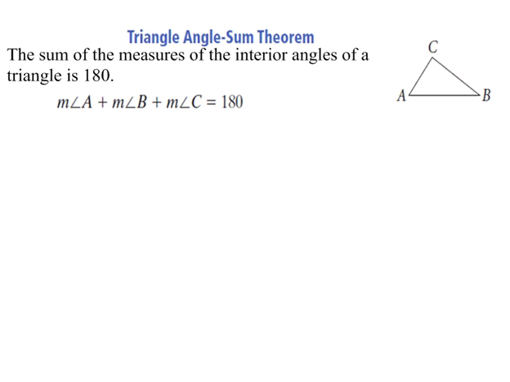Okay, so here is the triangle angle sum theorem. It says that the sum of the measures of the interior angles of a triangle is 180 degrees. So here we have a triangle with vertices A, B, and C. The triangle angle sum theorem says that the measure of angle A plus the measure of angle B plus the measure of angle C equals 180 degrees. Okay, let's look at an example.